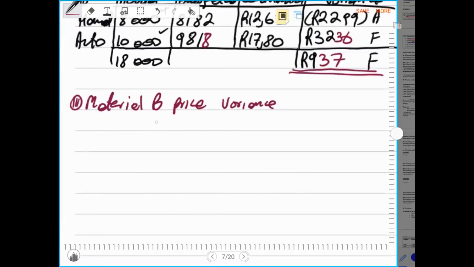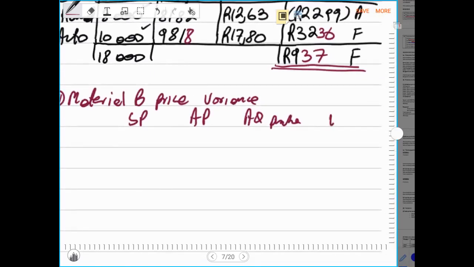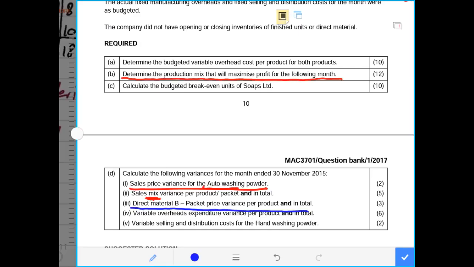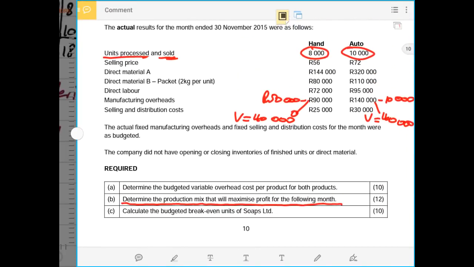And this will be standard price minus actual price times by actual quantity purchased. This will give us the variance at the end. Remember, it has to be for hand and for auto. The standard price, remember, has to be per kg. Let me see if I can get all the information per kg first, under the actual.